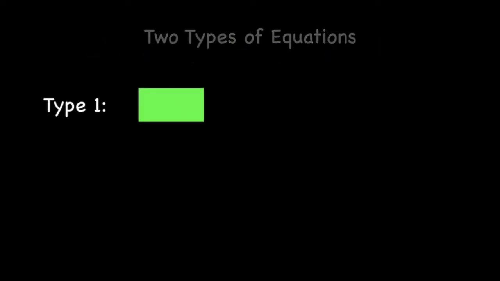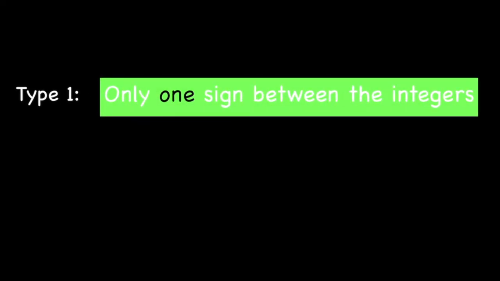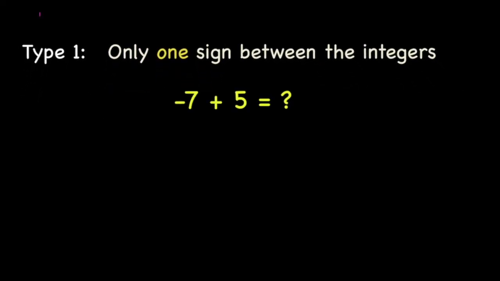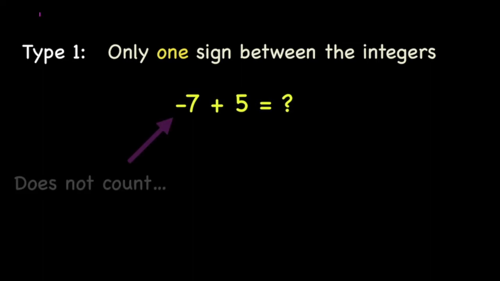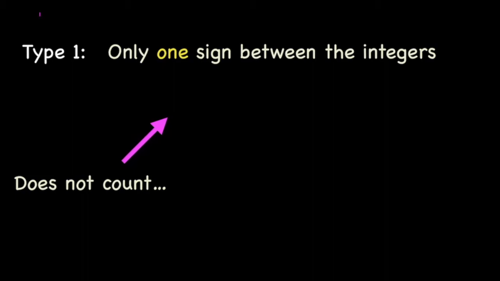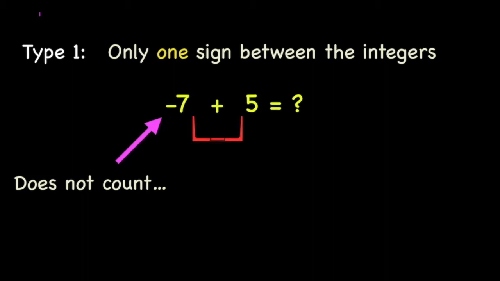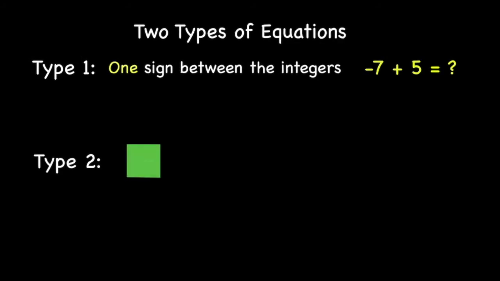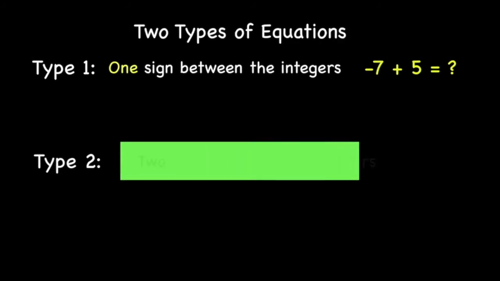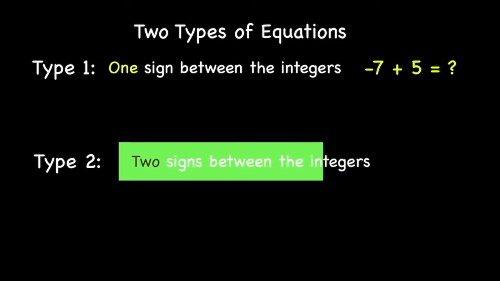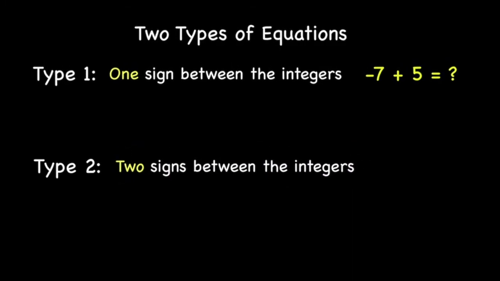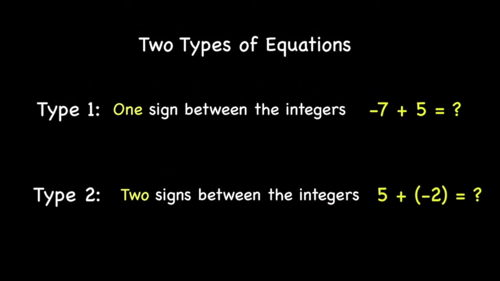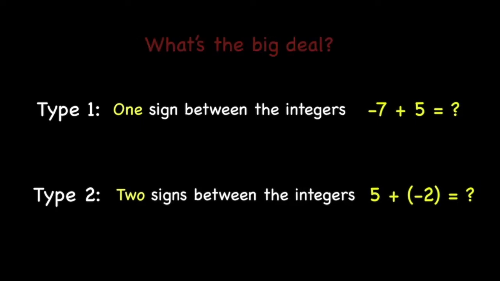Okay, now there are two types of equations. There's a type 1 equation with just one sign between the integers, and that's what we've been focusing on thus far. Notice, when I say one sign, I'm only talking about the jurisdiction directly between the integers. That negative for the -7 does not count. There's a second type of equation, namely when there are two signs located between the integers.